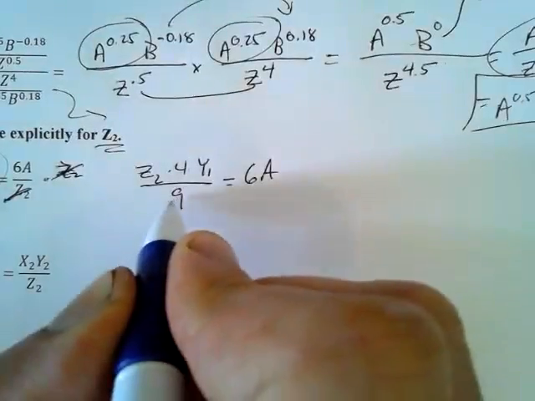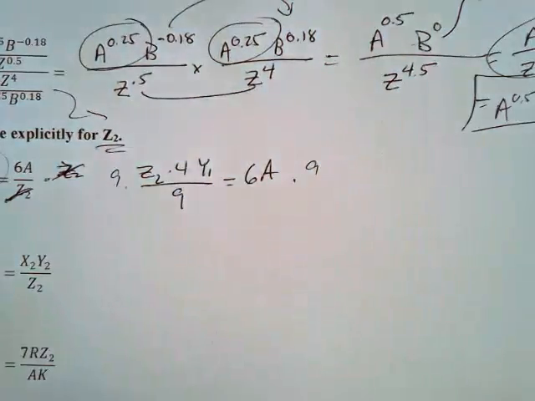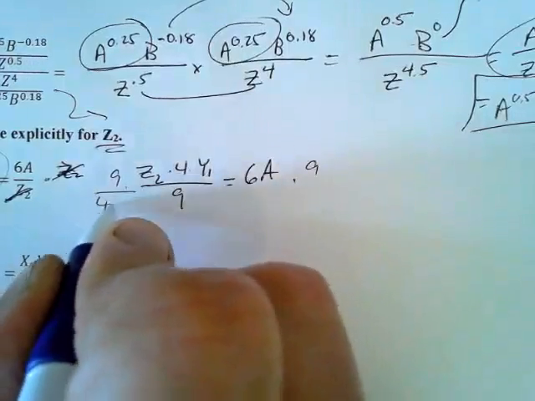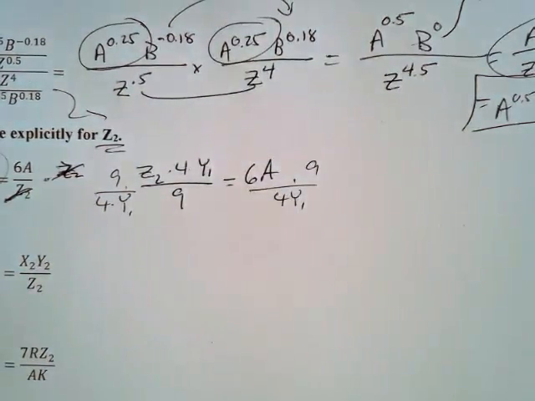One way we can do that is by multiplying both sides by 9, and we'll divide both sides by 4 times Y1. And again, whatever we do to one side of the equation, we have to do to the other side of the equation. We talked about that in the video.